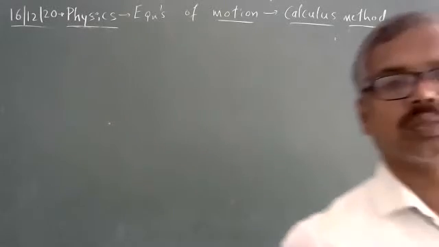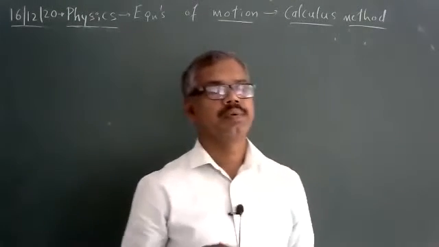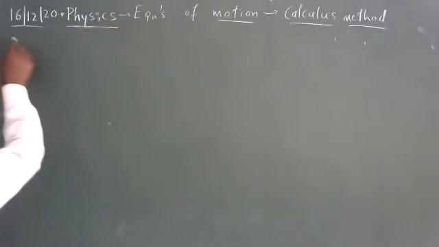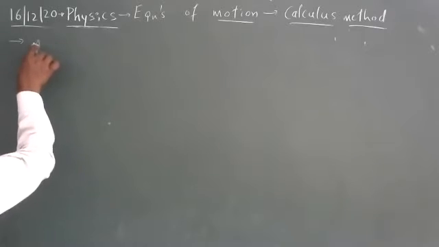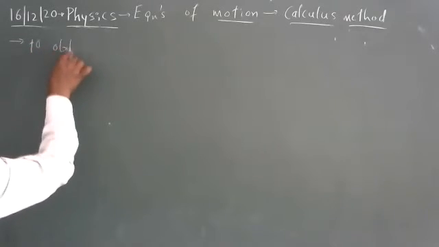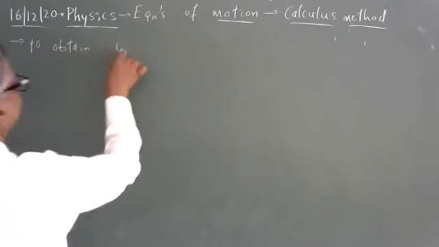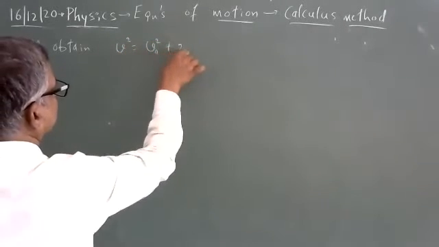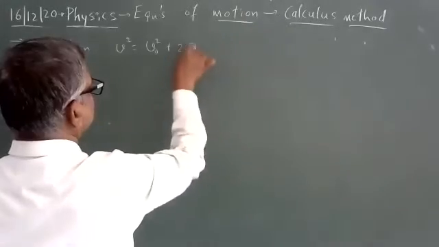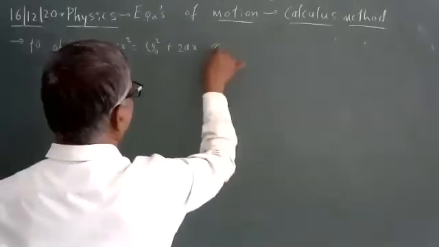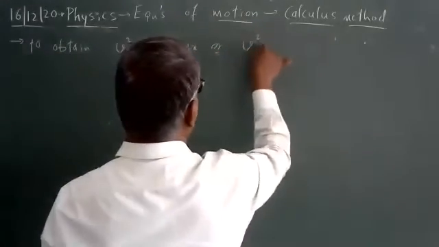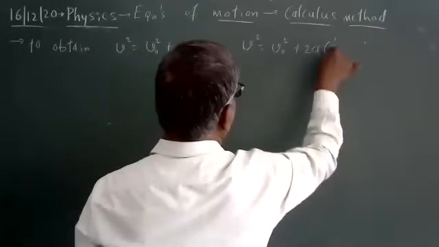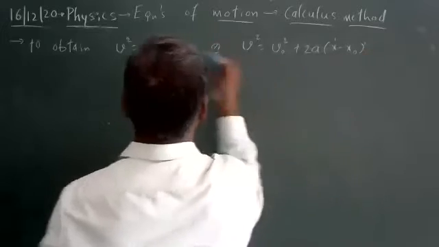Let me derive the last one. The last one is very interesting. We want final velocity square equal to initial velocity square plus 2ax. This is the equation I am interested in. To obtain final velocity square equal to initial velocity square plus 2ax, or final velocity square equal to initial velocity square plus 2a times (x minus x naught). Both are one and the same.